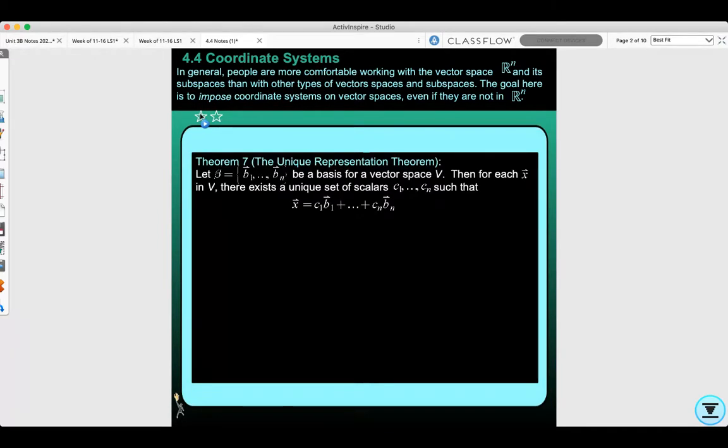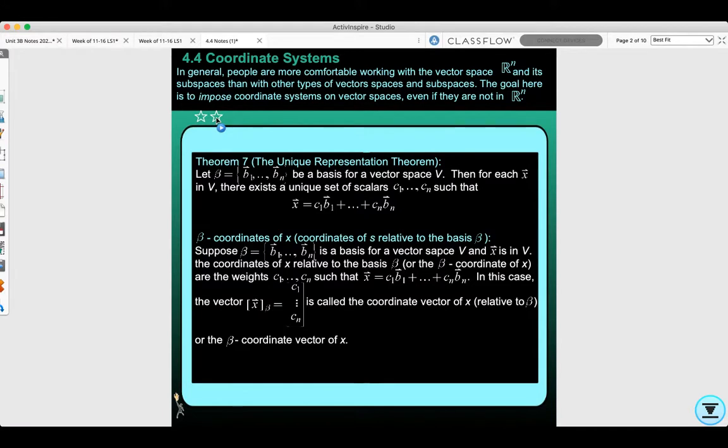Let's look at Theorem 7, the unique representation theorem. Let B, so that is beta, but we call it B, be B1 all the way to Bn, a basis for a vector space V. Then for each vector x in V, there exists a unique set of scalars C1 to Cn such that x equals C1 times B1 plus all the way to Cn times Bn.